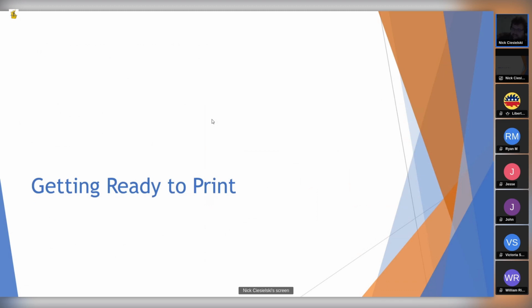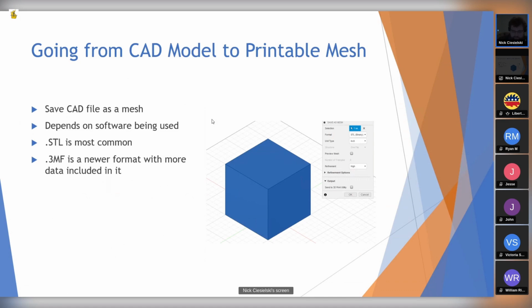So, getting ready to print. Now that the printer's set up, we start to work towards getting the file set up and ready to go. If you're coming out of a CAD program like Fusion 360 or SolidWorks, we're going to save the CAD file as a mesh. This is often .stl, which is the most common. Fusion 360 also does a .3mf, which includes some additional data in it, but STL has kind of been the standard.